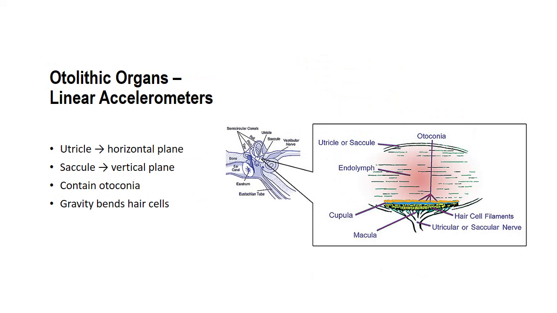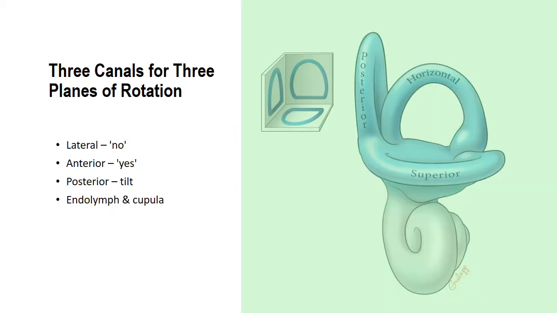The otolithic organs, the linear accelerometers. These are the utricle for the horizontal plane and the saccule for the vertical plane. Inside each is a gelatinous membrane studded with calcium carbonate crystals called otoconia. When you tilt your head or accelerate in a car, gravity pulls these crystals, bending the hair cells beneath. That bending sends a signal via the vestibulo-ocular nerve to the brain.